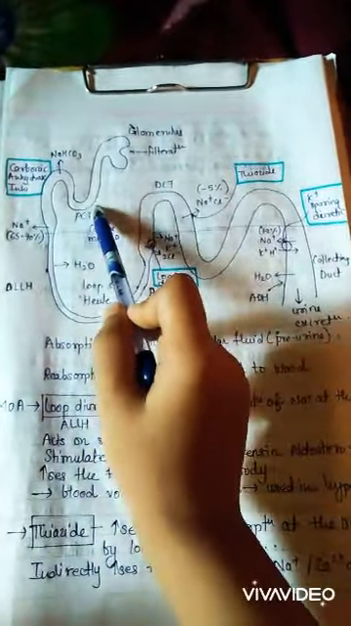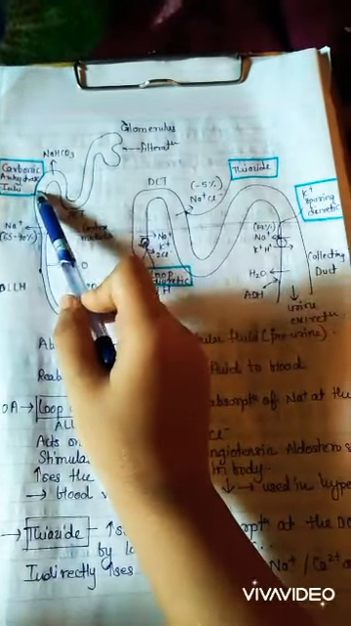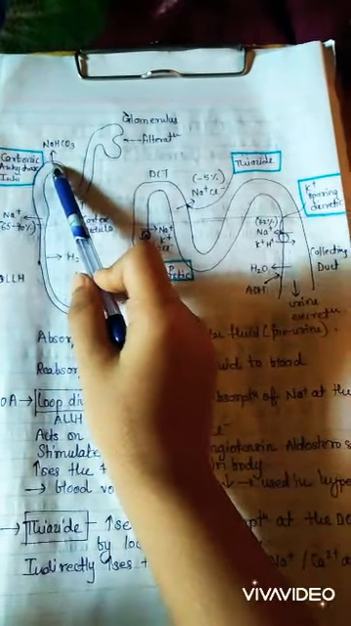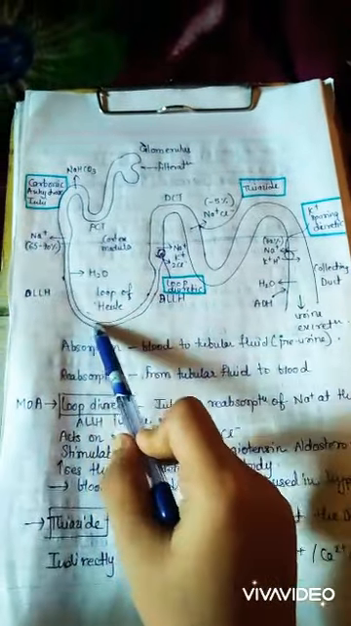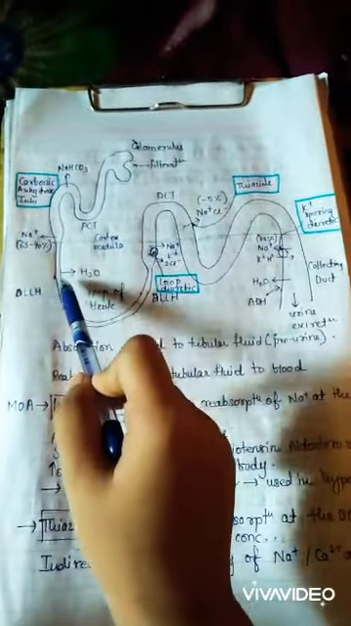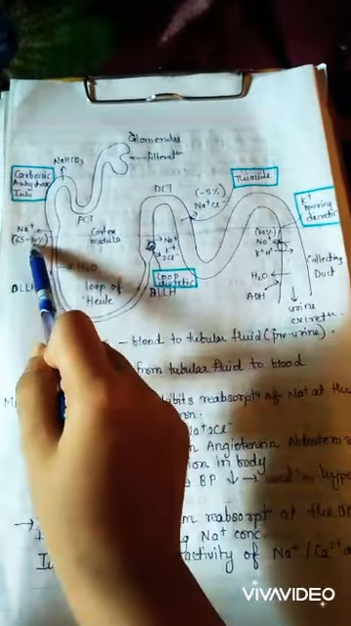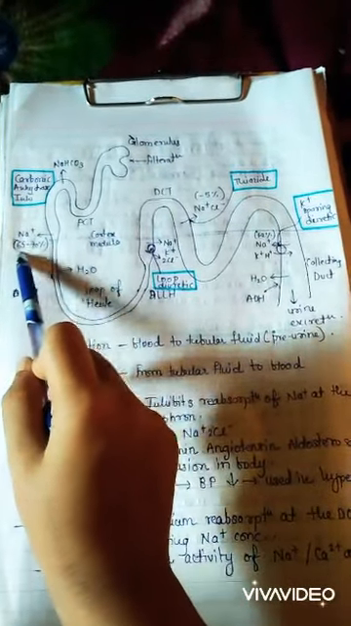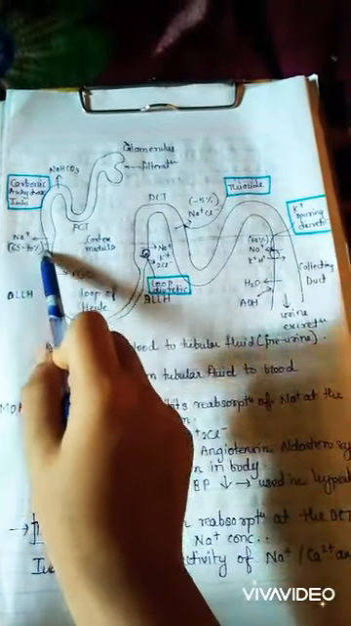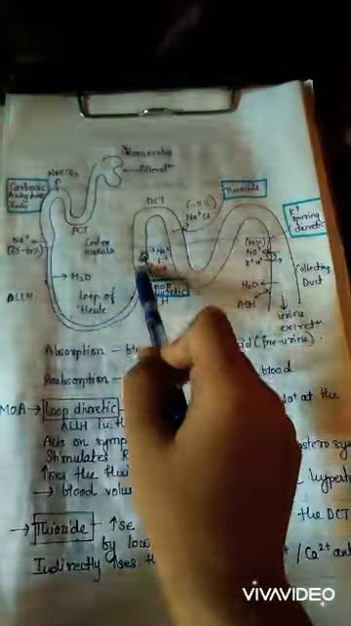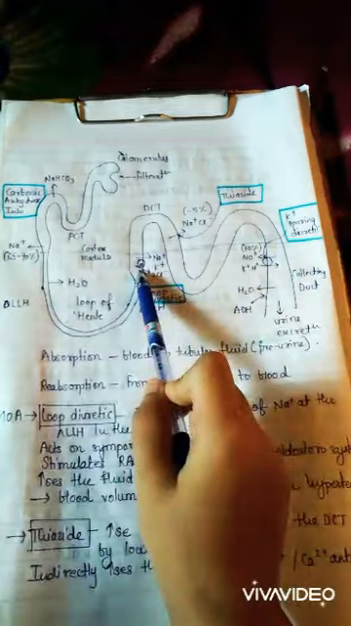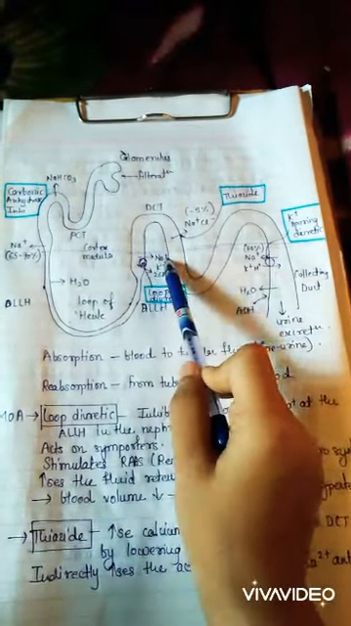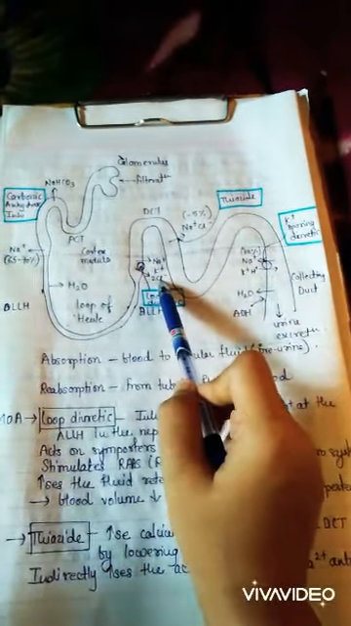Okay, so this is the proximal convoluted tubule, where sodium bicarbonate gets reabsorbed. Okay, then this part is called the descending limb of loop of Henle, where water gets reabsorbed, sodium ions get reabsorbed 65 to 75%. Okay, then this part is the ascending limb of loop of Henle. This is the symporter for the transportation of sodium, potassium, and chlorine ions.